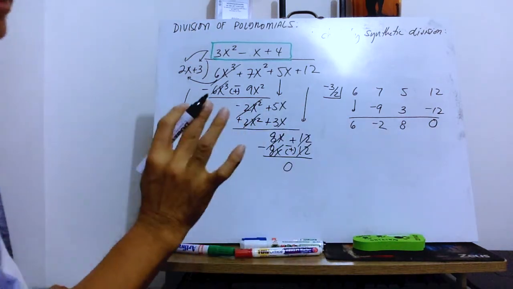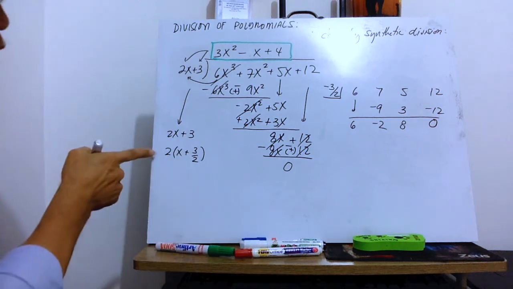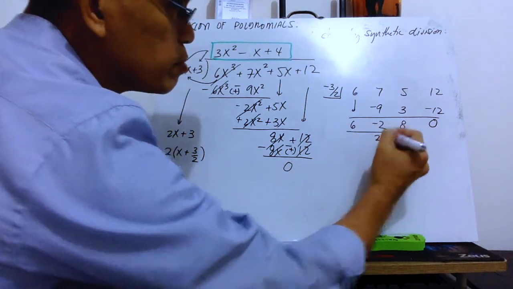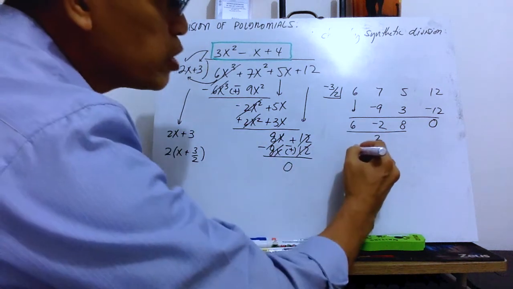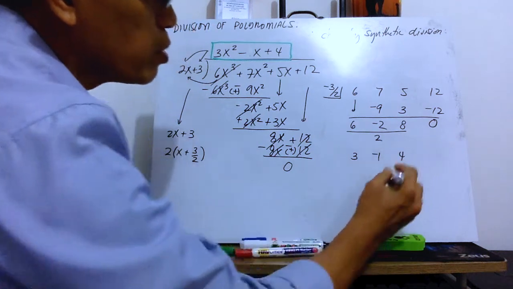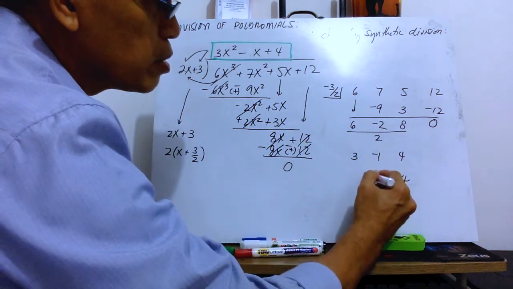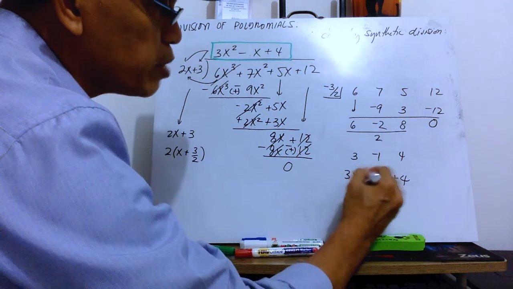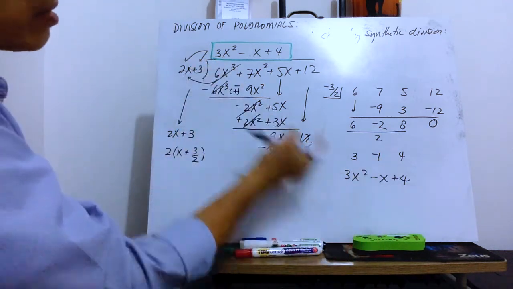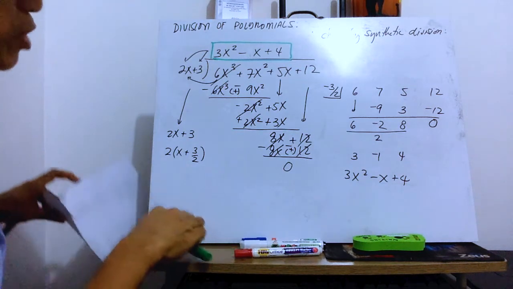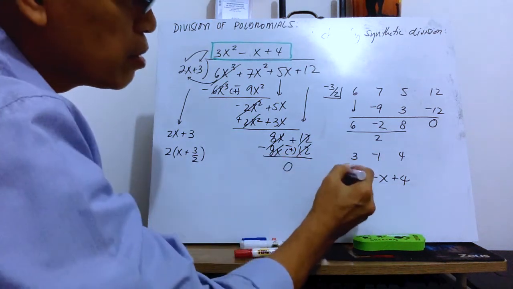Okay, we're not yet done. Remember, we multiplied this term by 2, so we need to divide everything by 2. So this becomes 3, this becomes negative 1, and this becomes 4. Constant, x term, x cubed, x squared term. Look at that. See? Pretty easy. Okay, there you go.